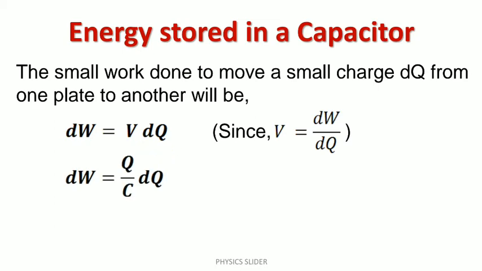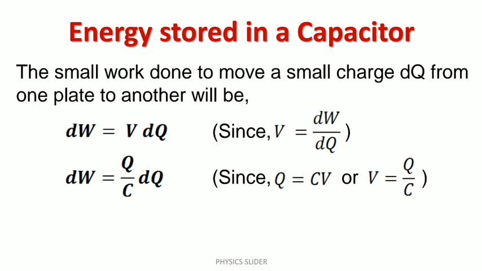Now put the value of V as Q upon C. How can we put the value of V as Q upon C? Since Q is equal to CV, from here V is equal to Q upon C. We have placed here the value of V as Q upon C. Now this is the small work done to move the small charge.